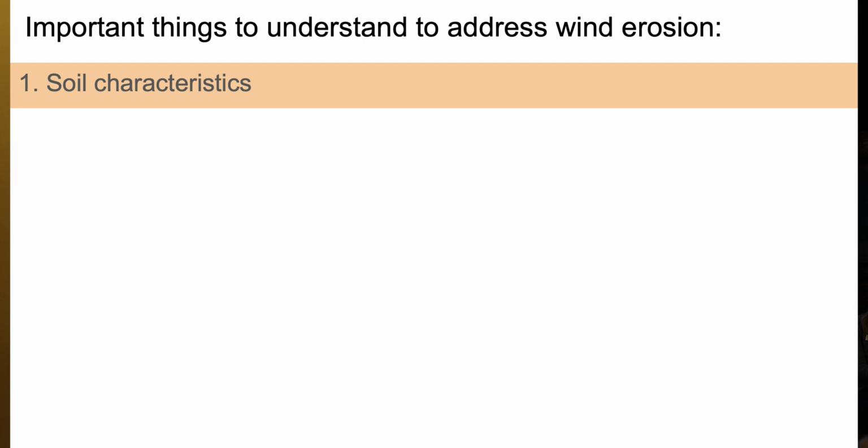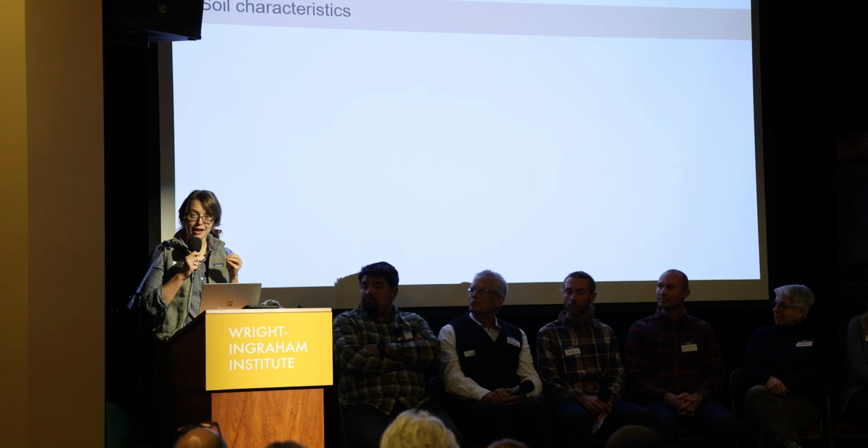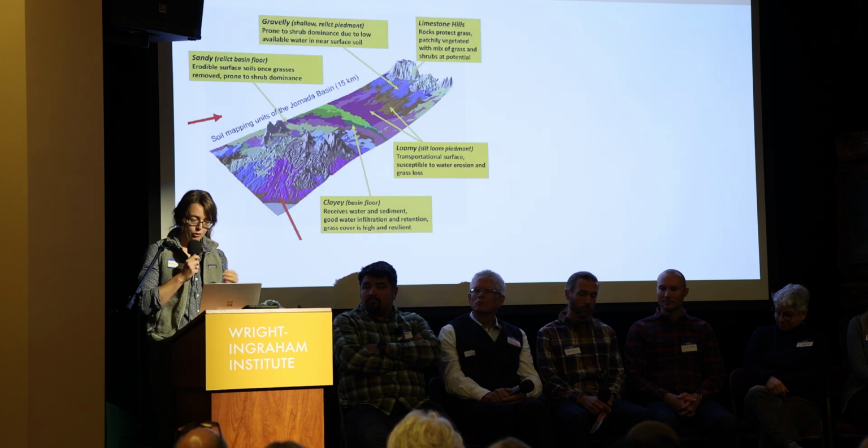The first thing that you really need to understand is the characteristics of the soil that you're on. What is the soil texture? How much organic matter is there? How is the soil being held together? And this is a really important thing because those characteristics are going to affect the amount of movement that can occur on that soil.